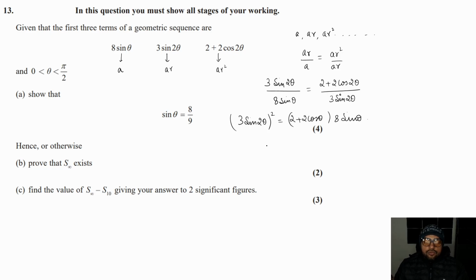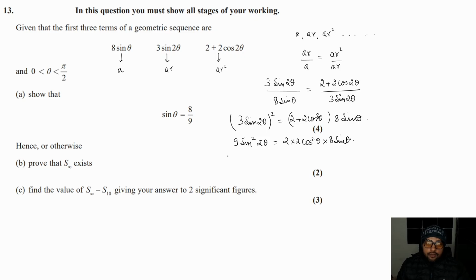Okay, so for this 2 plus 2 cos θ, here what we'll get: 9 sin²2θ will be equal to 2. If we take common, we're left with 1 plus cos 2θ, which will be equal to 2 cos²θ cross 8 sin θ. This is the value which we are getting here.